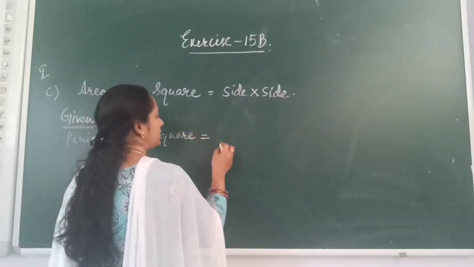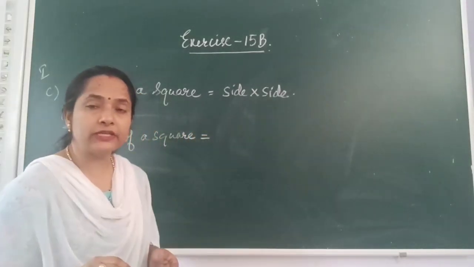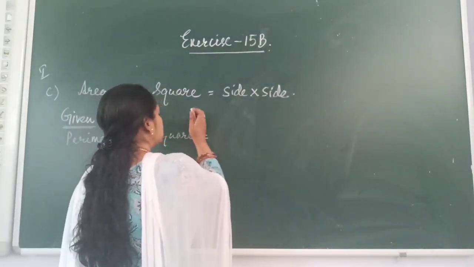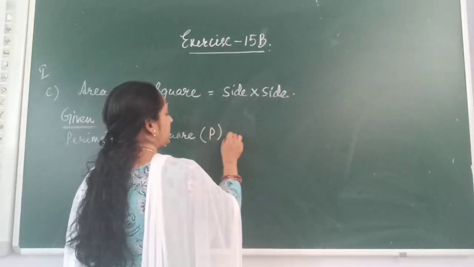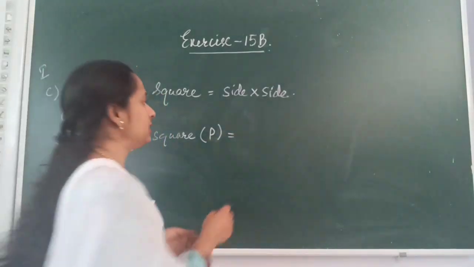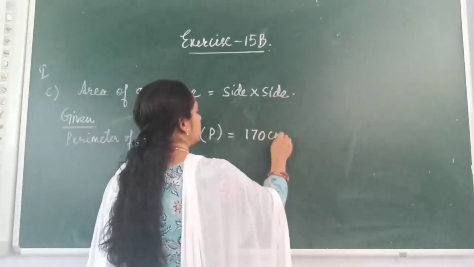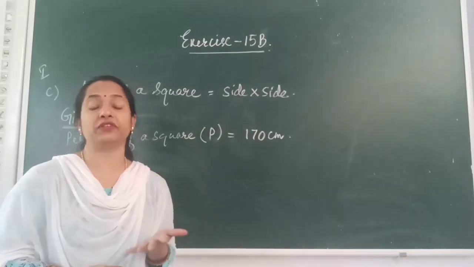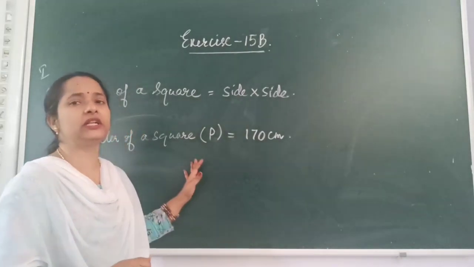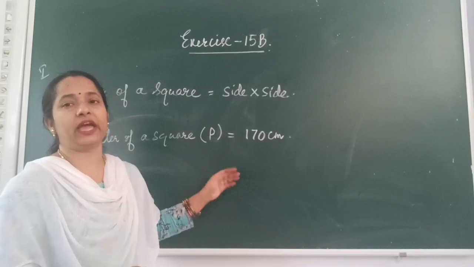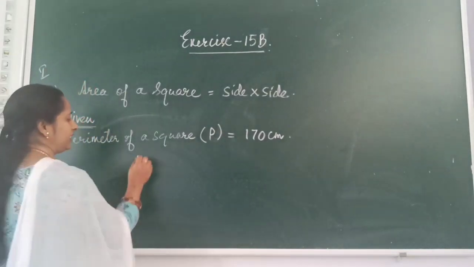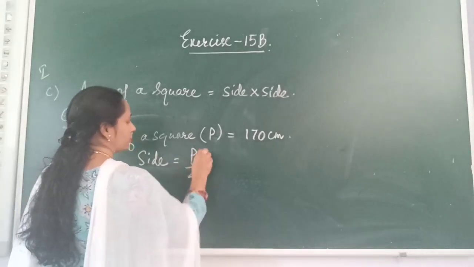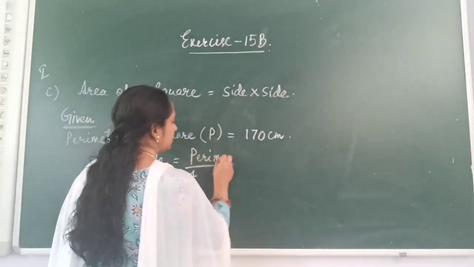What do you mean by perimeter of a square? What is the formula for perimeter of a square? 4 multiplied by side. So, perimeter of a square, in bracket you can write it as P, is given as 170 centimeter. Now, what do we need to find? We need to find the side. When the perimeter of a square is given and you need to find the side, then side is equal to perimeter by 4. You will write it like this.